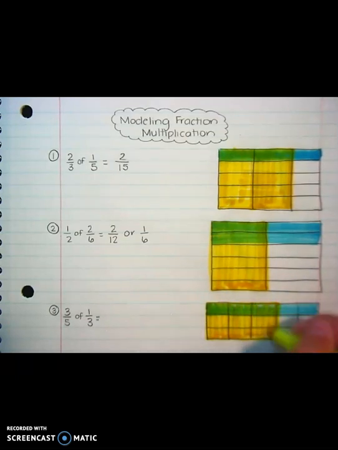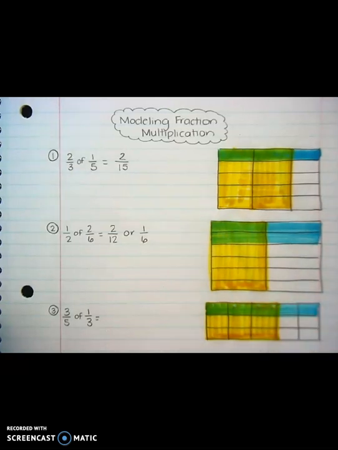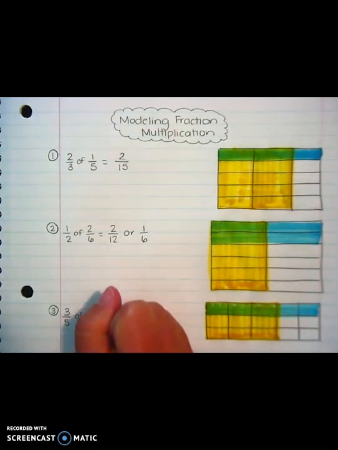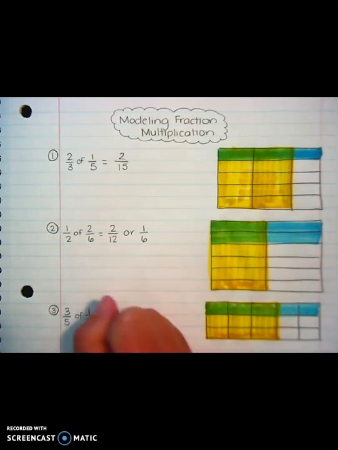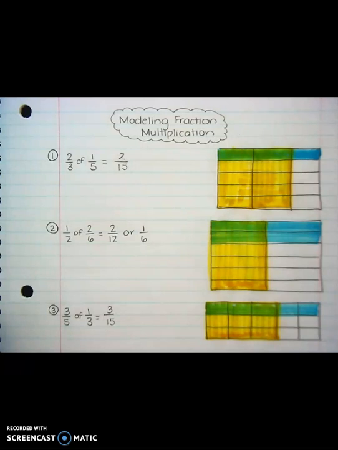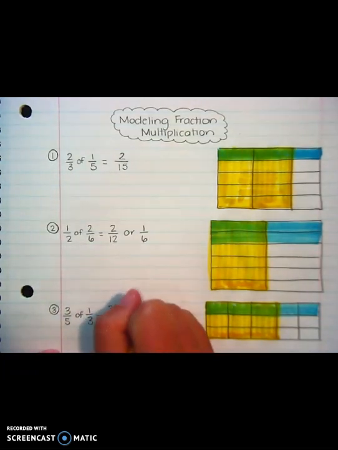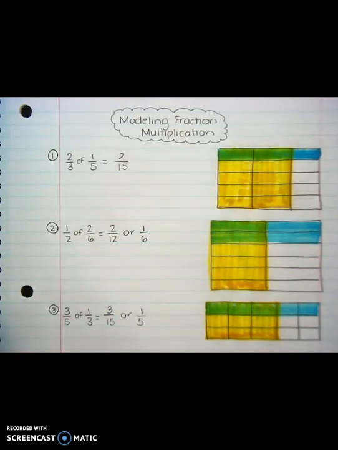So now you can see the part that has overlapped is 3 pieces. So my numerator here is 3. And all together I have 15 pieces making up my entire rectangle. So this model shows 3/15, which in simplest form would be the same as 1/5. So that's how you would model fraction multiplication to prove the math that you do.